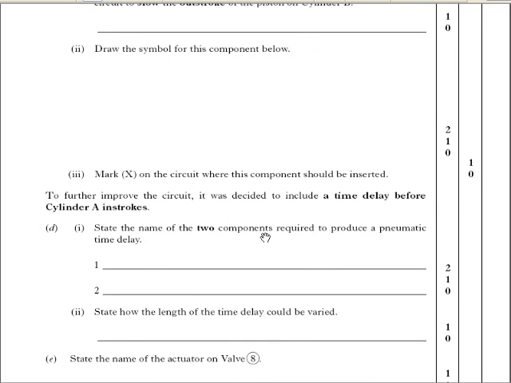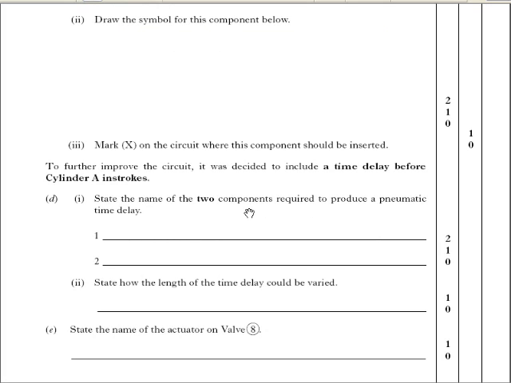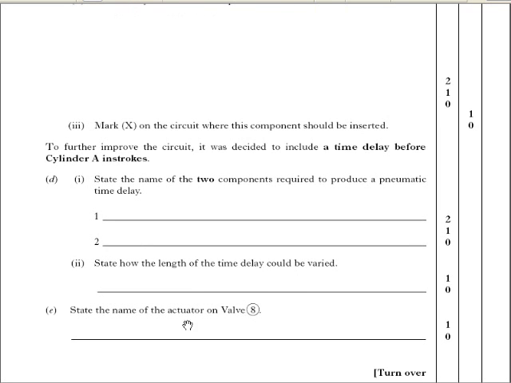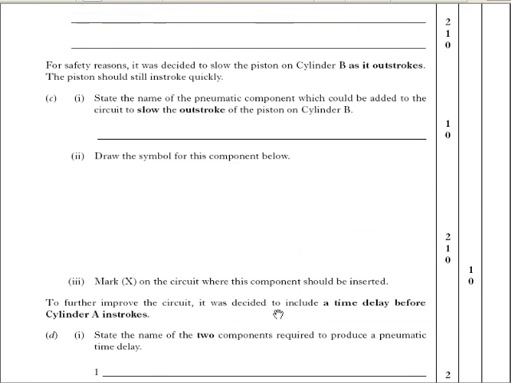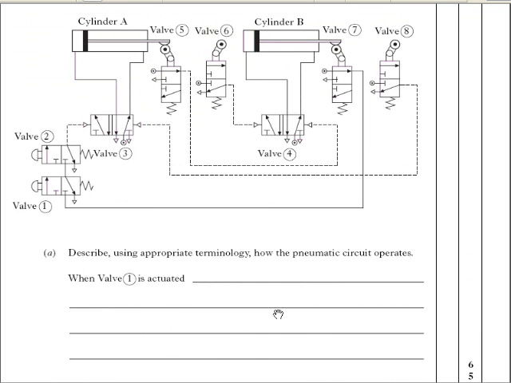To further improve the circuit, it was decided to include a time delay before cylinder A instrokes. Name the two components required to produce a pneumatic time delay. Okay, it's a unidirectional restrictor again, and a reservoir. Okay, the length of time delay can be varied by adjusting the restrictor or a bigger or smaller reservoir. State the name of the actuator on valve 8. Valve 8 has got a roller trip.